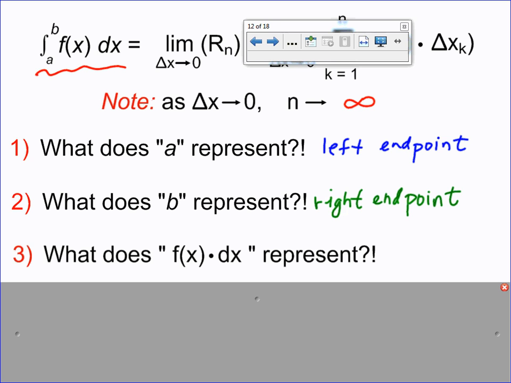f of x dx, right? That's still representative of the area of a single rectangle. It's just that my rectangle is infinitely thin. So this f of x dx now is the infinitesimal analog of the area of each typical rectangle in my regular Riemann sum definition. This is now the area of one infinitely thin rectangle.